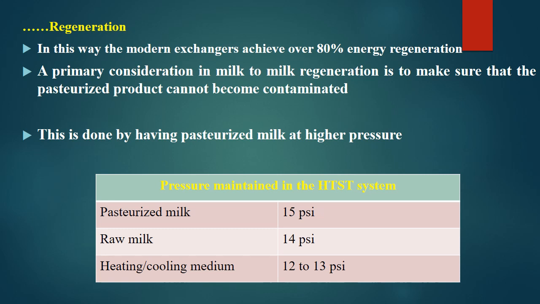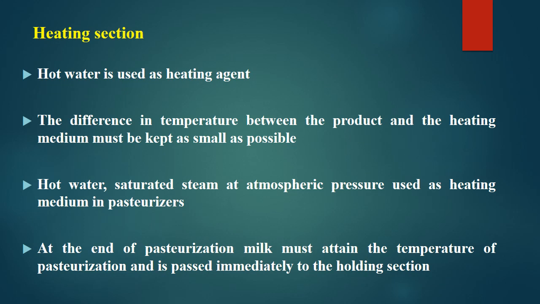The pressure in case of pasteurized milk is 15 psi, in case of raw milk it is 14 psi, and for the heating and cooling medium it is 12 to 13 psi. Because of this difference in pressure, contamination can never happen to the finished pasteurized milk. Now the second section is the heating section. The first one was regeneration, that is preheating. Here hot water is used as the heating agent. The difference in temperature between the product and the heating medium must be kept as low as possible. When the difference is low, then only the heat transfer will be better. Hot water or saturated steam at atmospheric pressure is used as heating medium in pasteurizers.